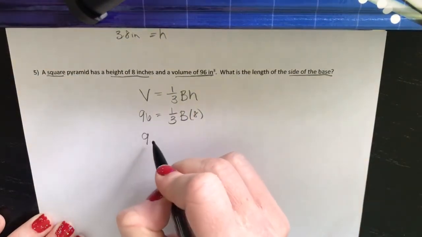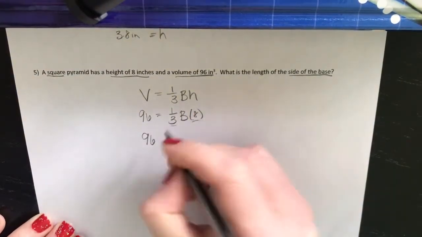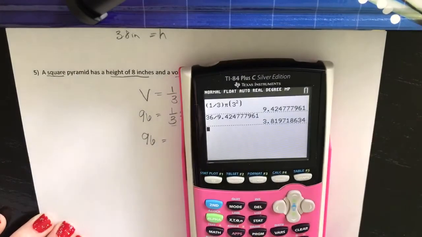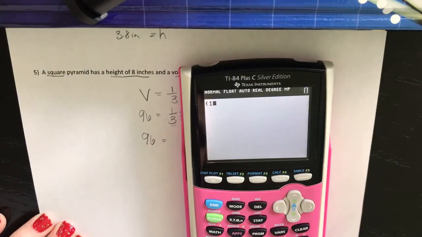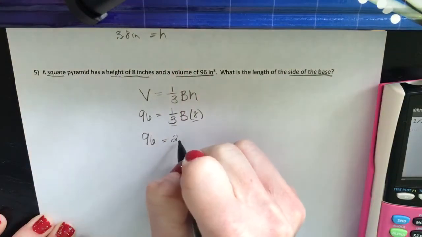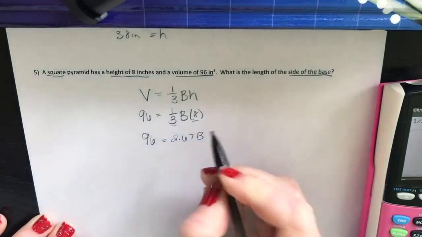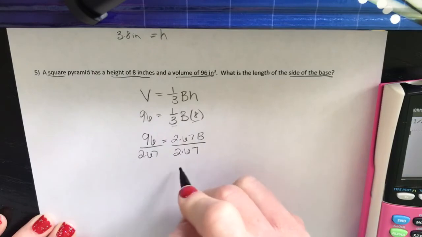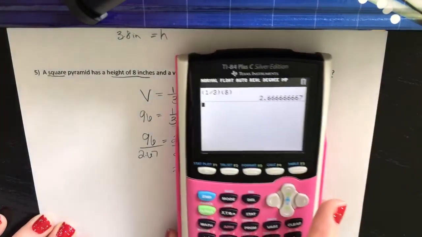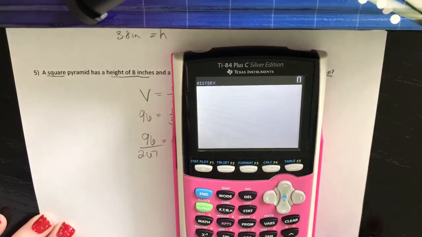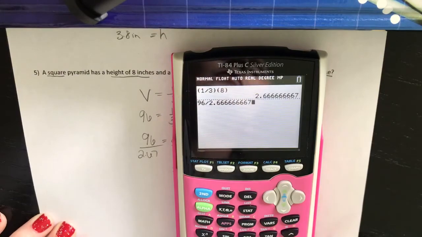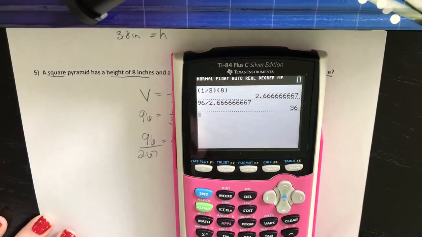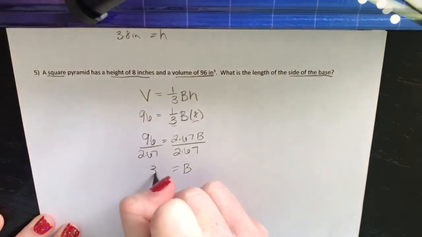Okay, so if I do 1/3 times 8, I'm going to get 2.66 repeating, so I'm just going to put 2.67 capital B. I'm going to divide both sides by that. So I'm going to get 96 divided by that whole thing is 36.